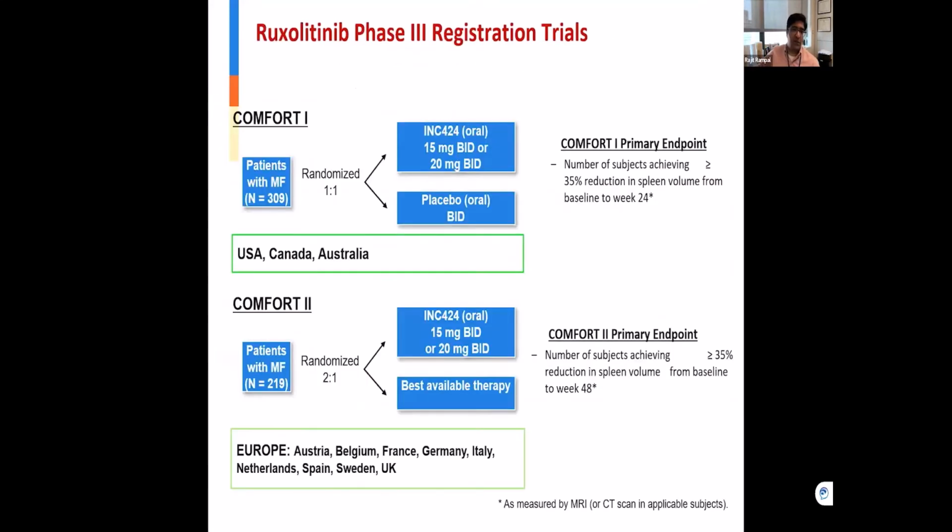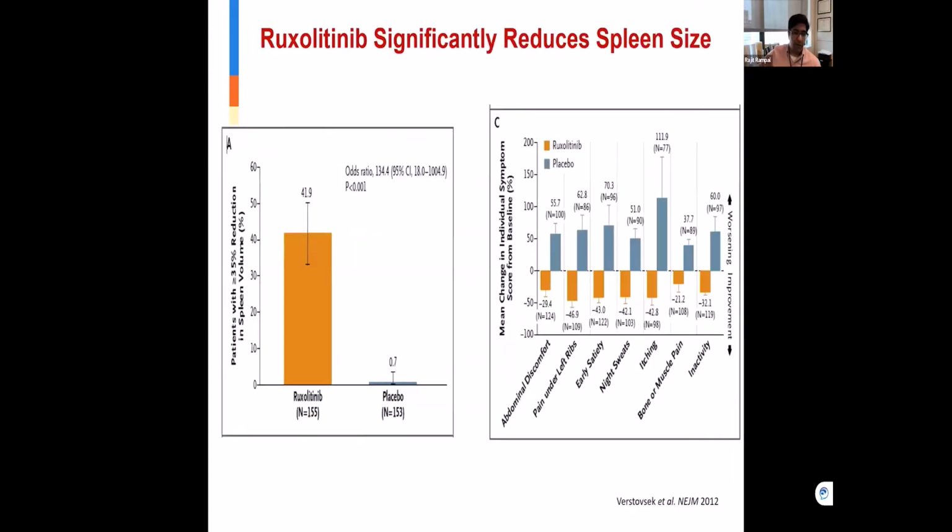In later phase disease, ruxolitinib and other JAK inhibitors have been the mainstay of therapy. And this was based on 2 randomized trials, both in the US and Canada, as well as in Europe, where patients who had MF and who were never treated before got either ruxolitinib or placebo or some other available therapy.